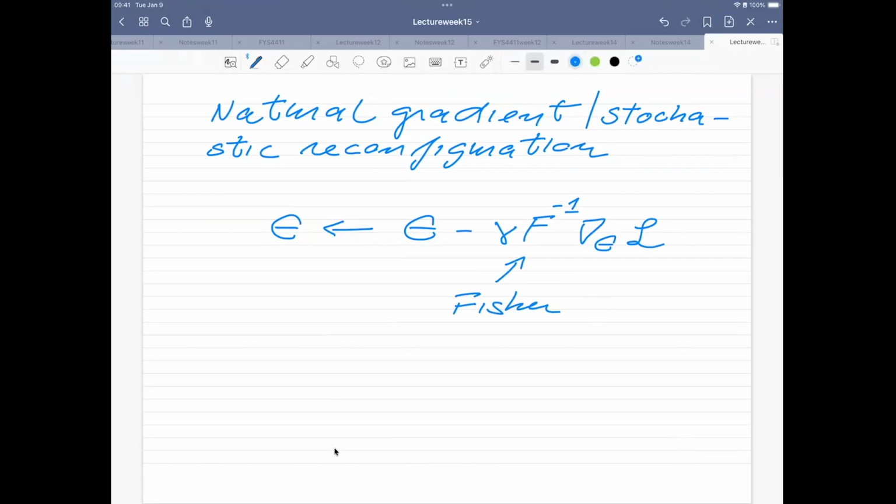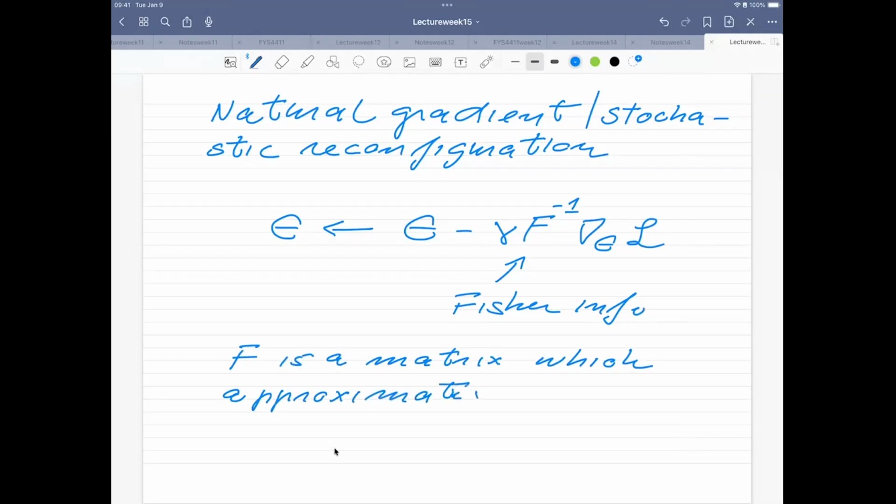So there are many names for this quantity. If you do standard classical variational Monte Carlo calculations, this is normally called the covariance in the stochastic reconfiguration. So we need to go through some of the steps and see how we actually get this quantity. This quantity F is a matrix which approximates the full Hessian matrix.